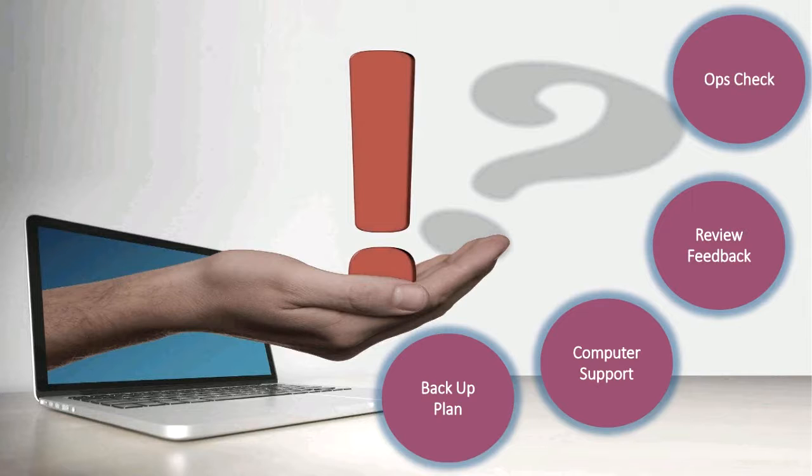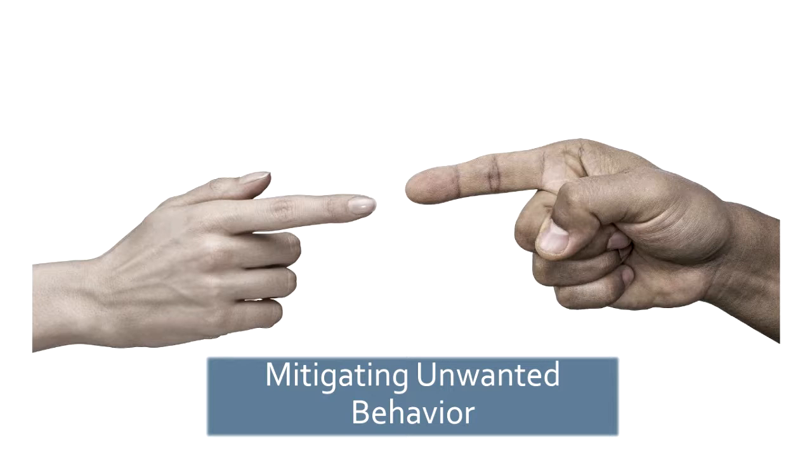So there you have it. Those are the 4 roles and the responsibilities in those roles and the approaches and methods we take in executing those roles. And they will become apparent as we get into our next area, which is mitigating unwanted behavior.